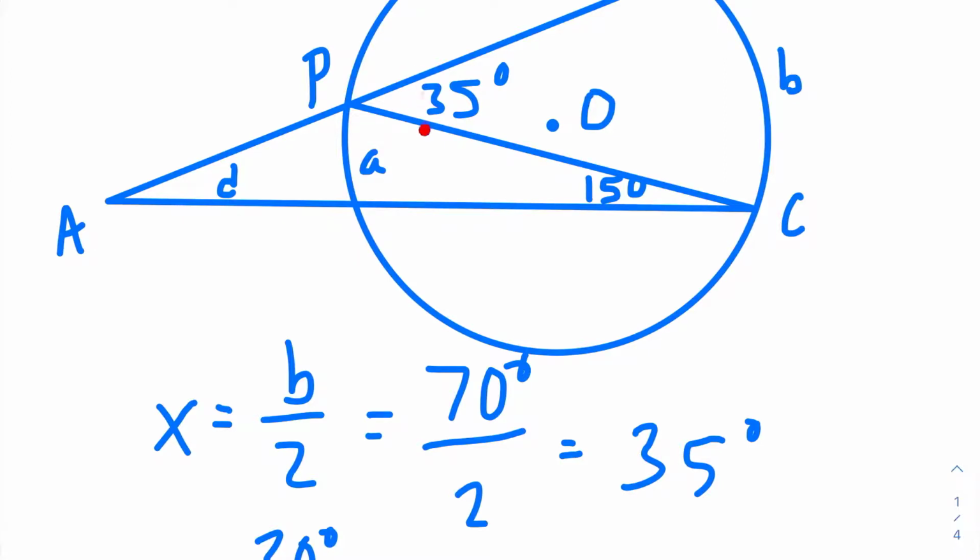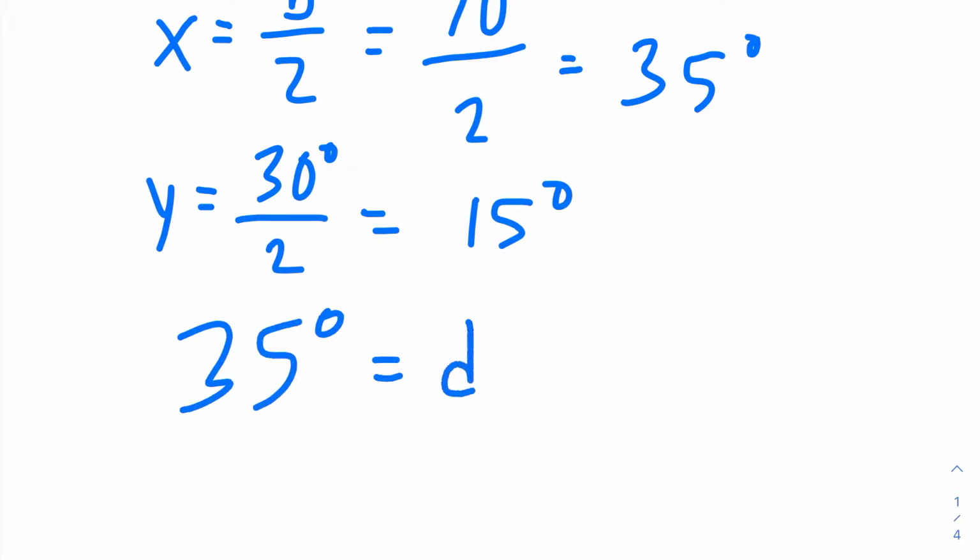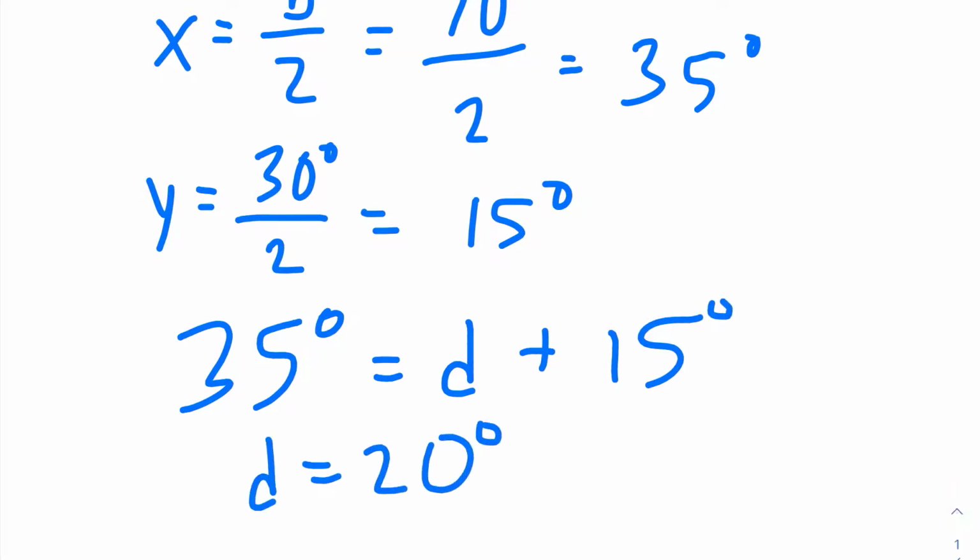We see that this angle right here, the 35 degree angle, is an exterior angle to this triangle right here, APC. And we know that the exterior angle always adds up to the sum of the two remote angles, which in this case are D and 15 degrees. So 35 degrees is equal to D plus 15 degrees, so D is equal to 20 degrees. Now let's go do another problem.